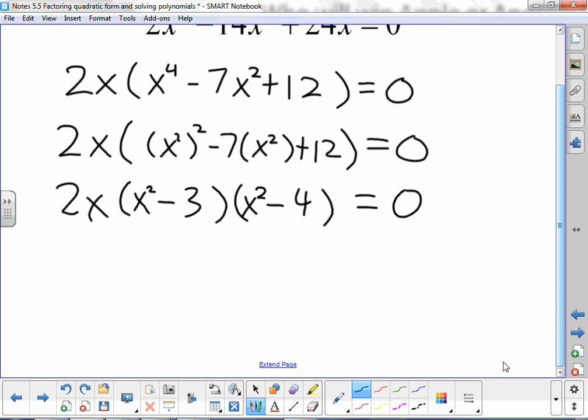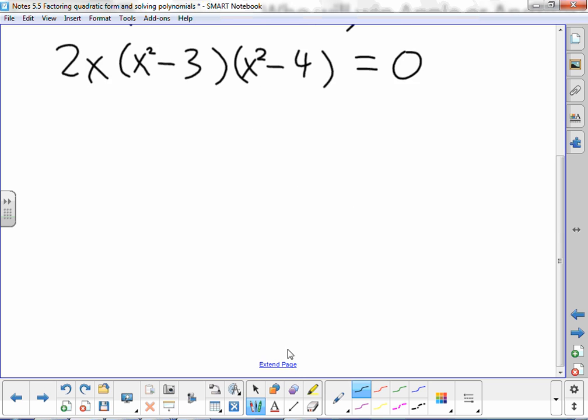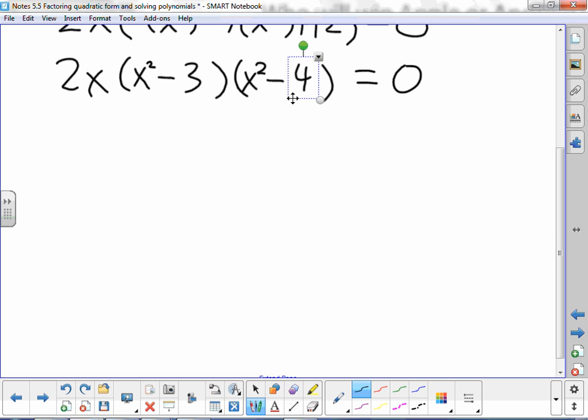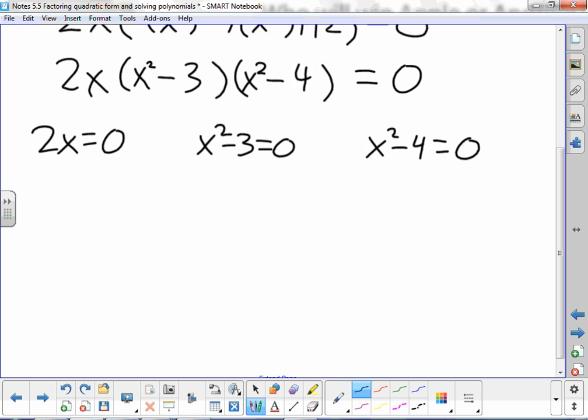Now, at this point, once you get down to squares, you could do one of two things. You can start splitting it apart using the zero product property, which states that when you have things being multiplied and they're equal to zero, that means that each of those things could be a zero. So I can set this as 2x equals 0, x squared minus 3 equals 0, and x squared minus 4 equals 0. Another thing you can do is keep factoring this one, and you'll still end up with the same answer. But at this point, I'm going to split them apart. Now you just solve all three of those.